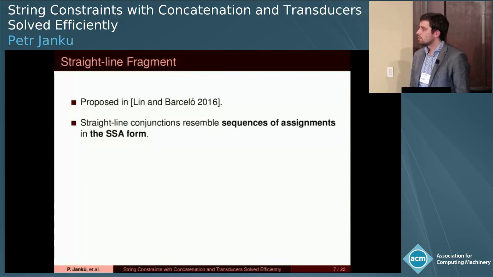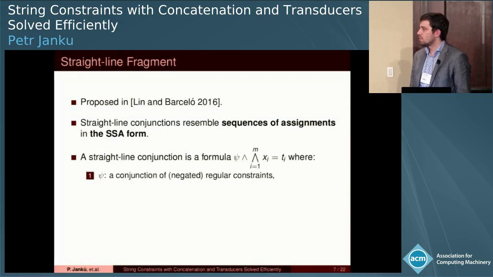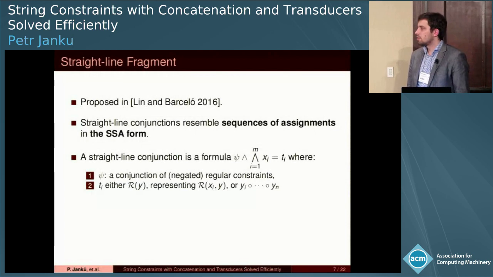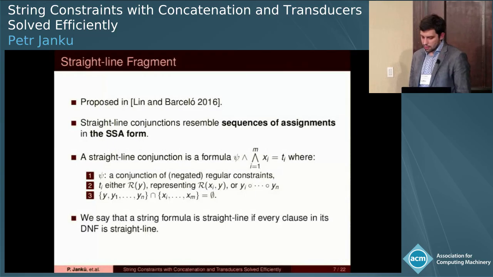Straight line conjunctions correspond to a sequence of program assignments in single static assignment form. A string conjunction is a formula where Psi is a conjunction of regular constraints, Pi can be either rational constraints or concatenation, and each variable must be defined only once. The fragment of straight line conjunctions can be straightforwardly extended to disjunctive formulas. We say that a string formula is straight line if every clause in its DNF is straight line.